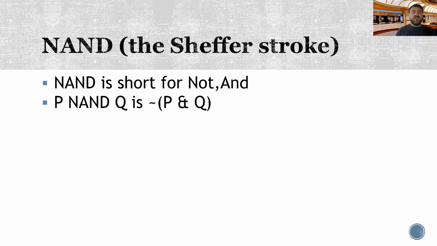And so if you want to say something like P NAND Q, right? So P not and Q, what that is written in our more familiar language here, it is not the case that P and Q. So not and, right?